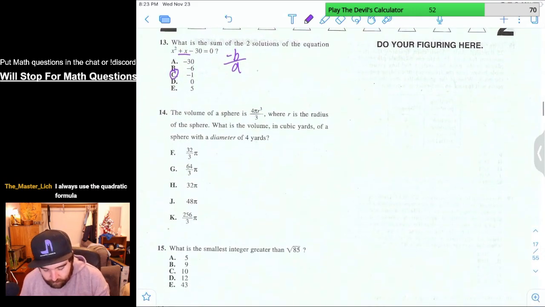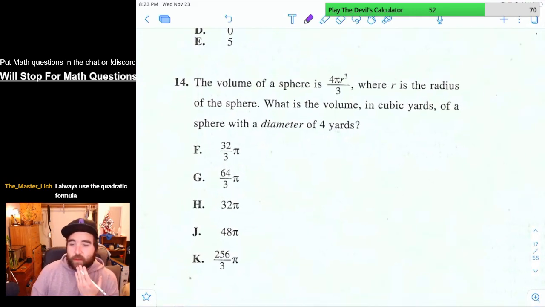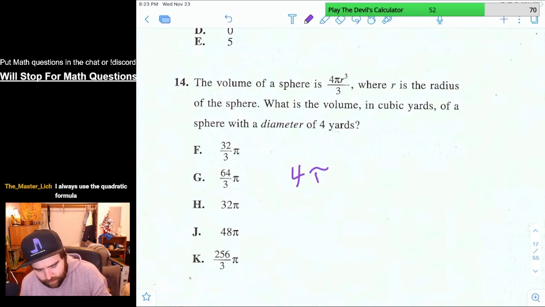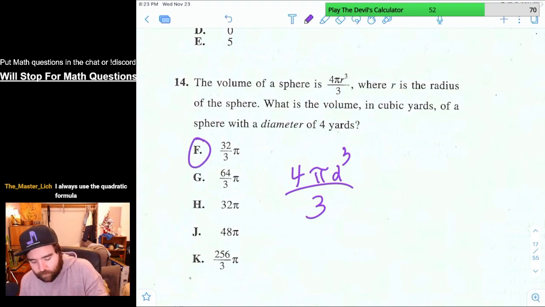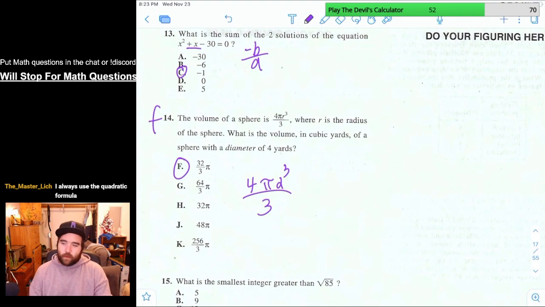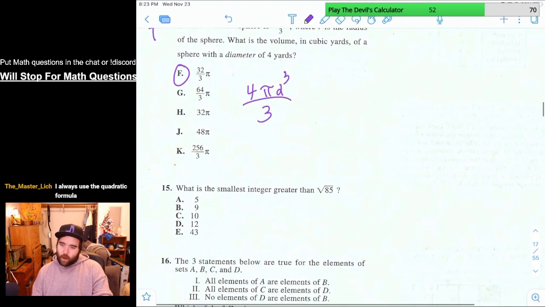All right. The volume of a sphere, they tell us, that's a little lame, is that. What is the volume? So with the diameter of that? Well, the diameter is 4. That just means the radius is 2. So we're just going to go 4 pi 2 cubed over 3, which is 2 to the 5th over 3, which is 32 pi over 3. So that's F. All right, nice and easy.